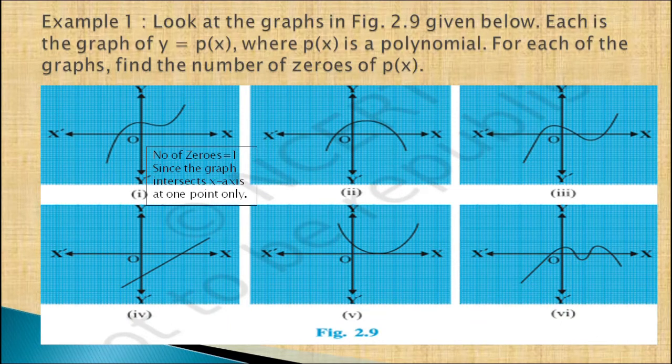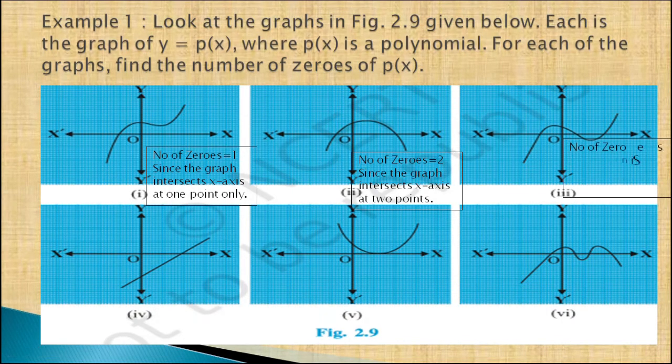If we talk about the graph second, means question number second. Here the graph is intersecting the x-axis twice, hence the number of zeros is 2. And if you talk about the third one, here you can see the graph is intersecting the x-axis at 3 points. So the number of zeros is 3.